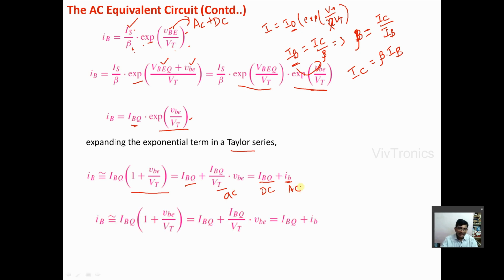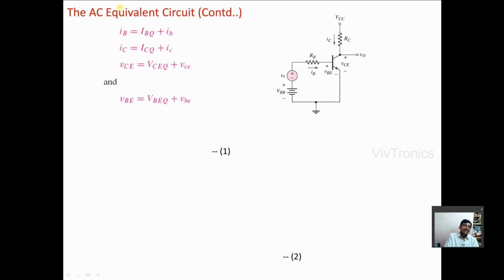Therefore, we can say the base current is a combination of DC current plus AC current, because we have applied the base to emitter voltage, which is a combination of AC and DC, that will develop the DC current as well as the AC current. Similarly, we can write IB is equal to IBQ plus ib, which we have derived just now.